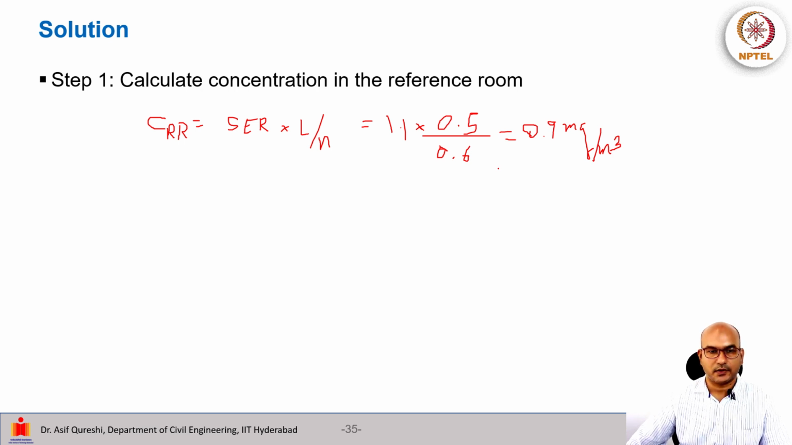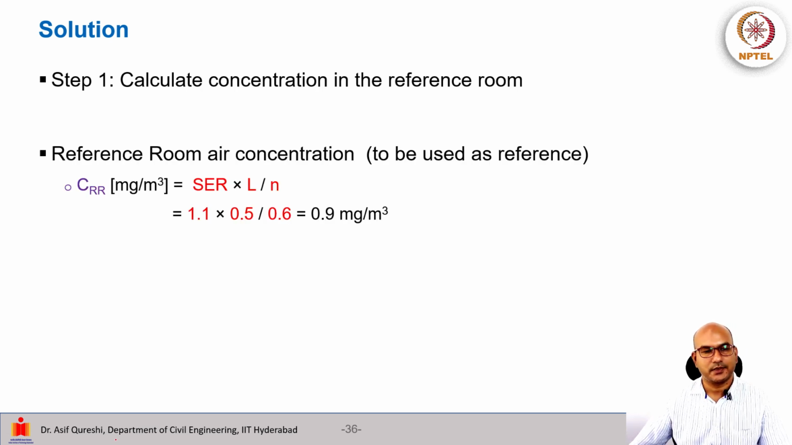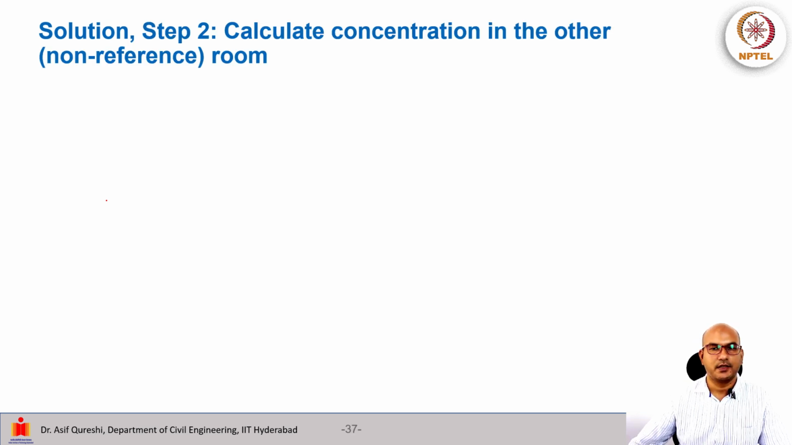So I will make it in print form. So the reference room concentration, which is to be used as a reference now, is CRR equal to SER multiplied by L divided by N. So 0.9 mg per meter cube. So that is step 1. We have calculated the reference concentration. Step 2 is to calculate the concentration in the other room, which is the non-reference room.